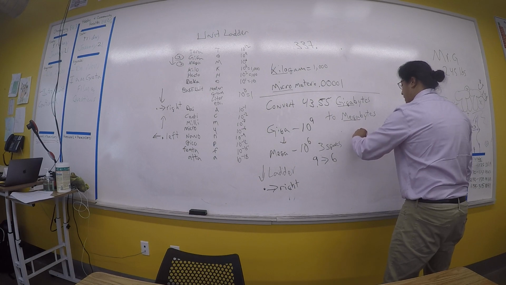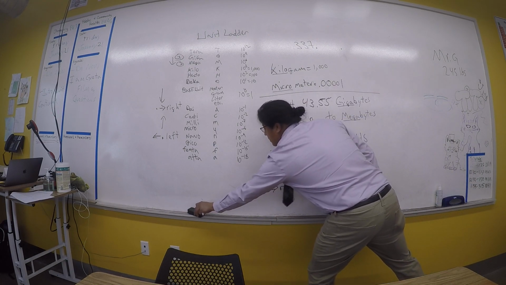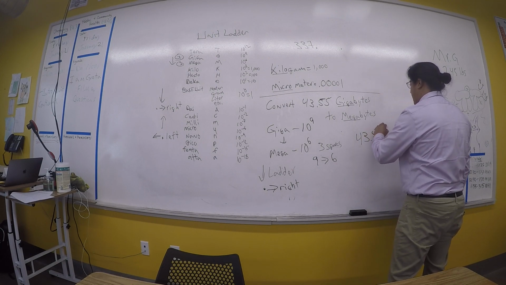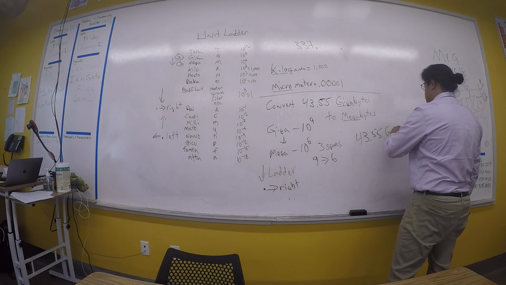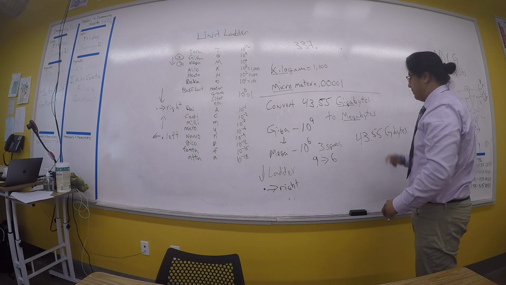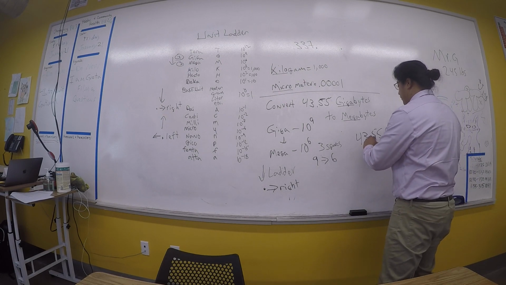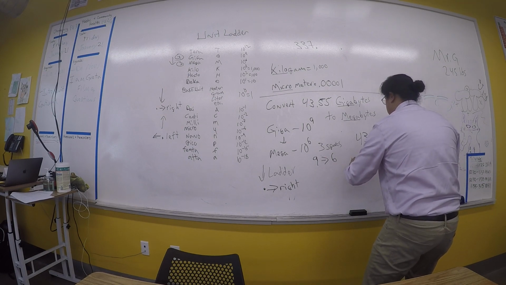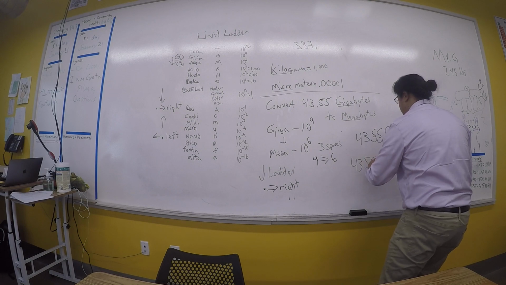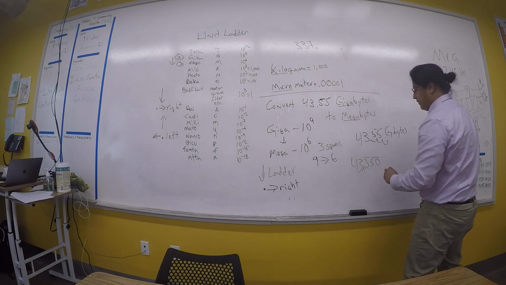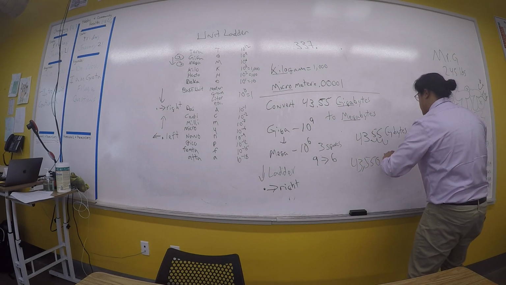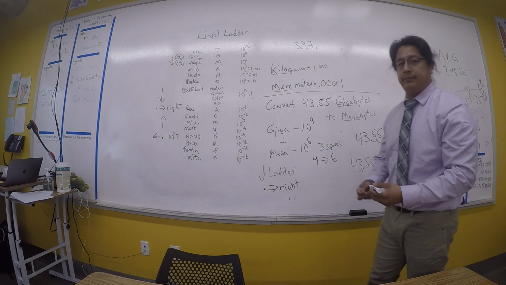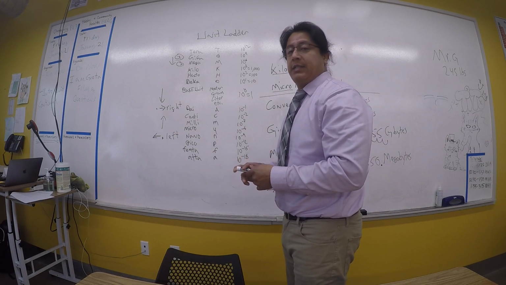So 43.55 gigabytes, which you can abbreviate with a big G. Move the decimal over 1, 2, 3, and it becomes 43,550 megabytes. That's it. That's all it takes.